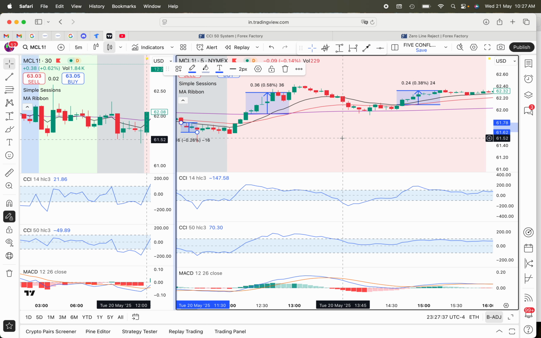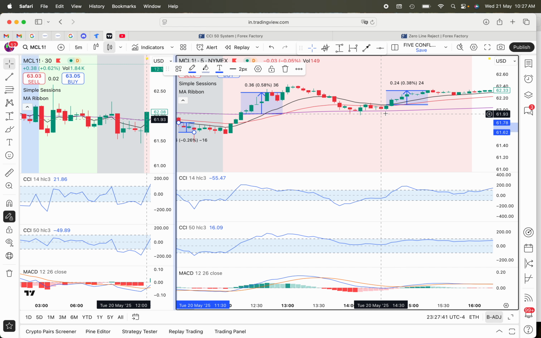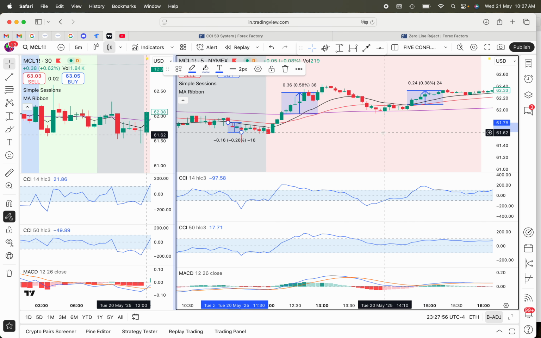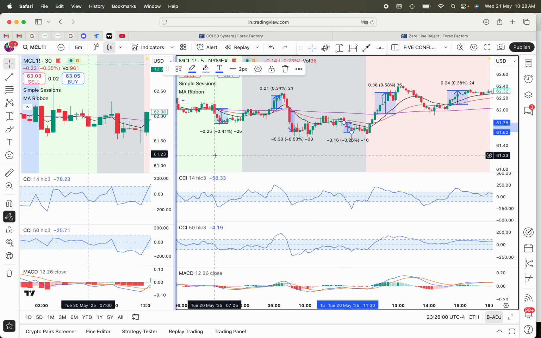And there was a late trade here almost at the close of the session. I wouldn't have taken this. I would have been right out of my trading account, and you can see the 50 is above the 0 and the 14 is well on its way moving upwards. The MACD is also helping, and bang, there's your trade. It's as simple as that, but very hard to do.